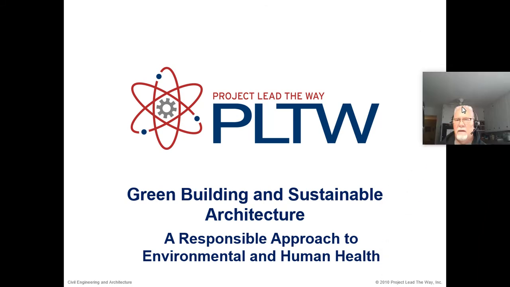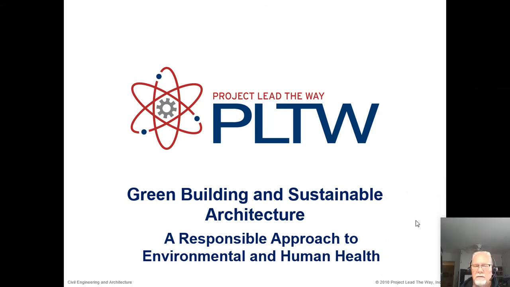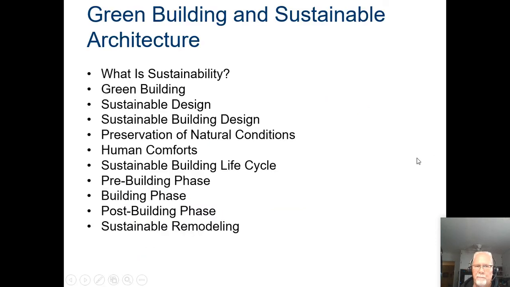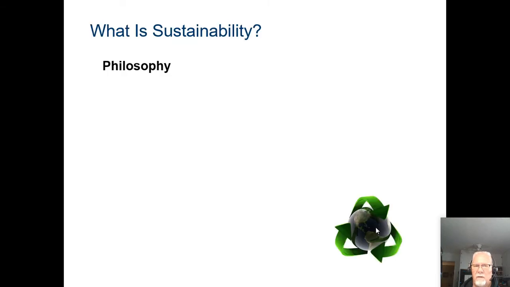In this activity, basically you're going to do a little bit of research to figure out what exactly green building and sustainable architecture are and how we can incorporate them. Some of the topics here are: what is sustainability, what is green building, sustainable design, sustainable building design, preservation of natural conditions, human comfort, sustainable building life cycle, pre-building phase, the building phase, the post-building phase, and finally sustainable remodeling of things.